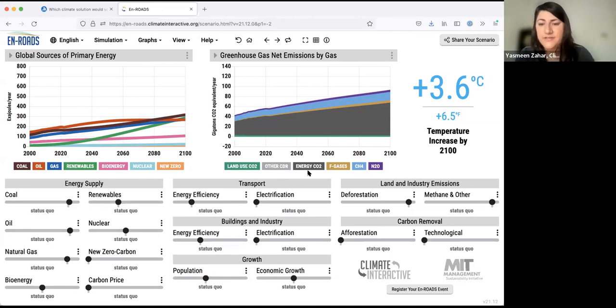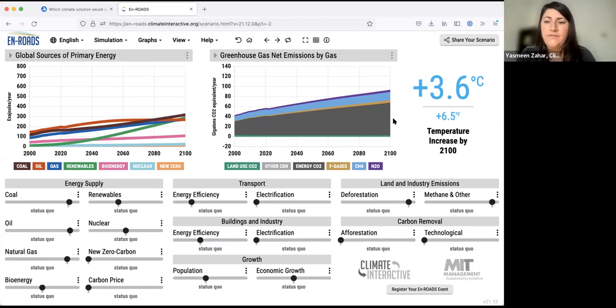We have our energy CO2, which is this darkest gray wedge here. And so this is our largest source of greenhouse gas emissions. And so that's just our entire energy system that is currently, with no significant change or action, very reliant on carbon emitting sources, namely our fossil fuels: coal, oil, natural gas.